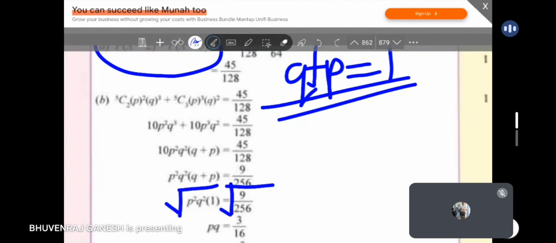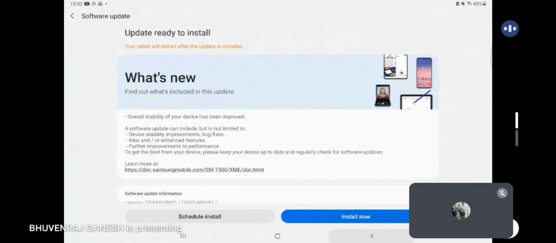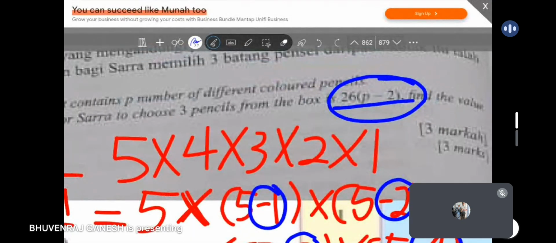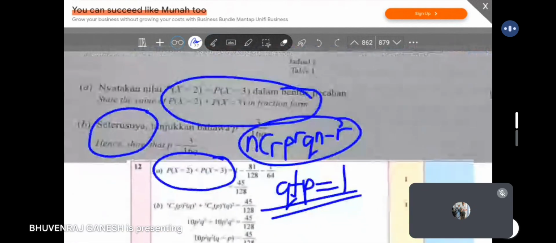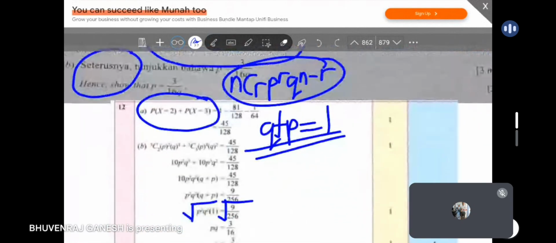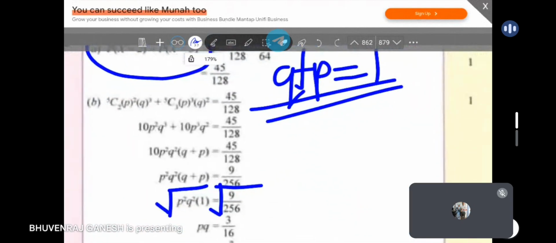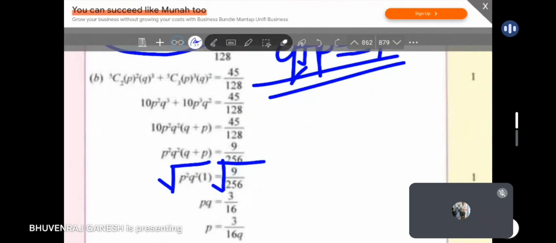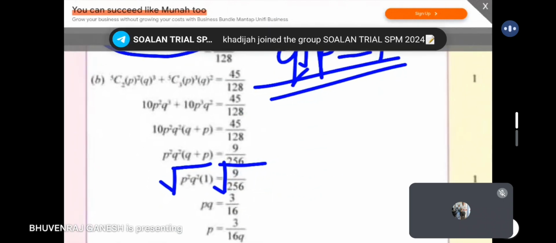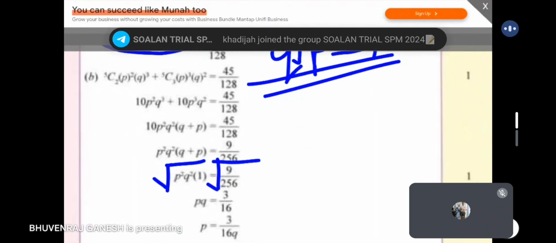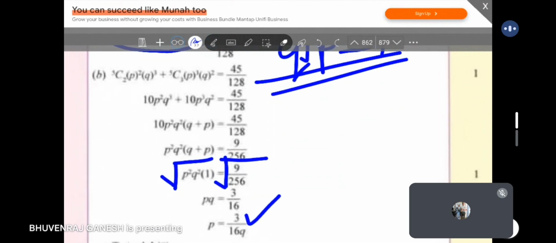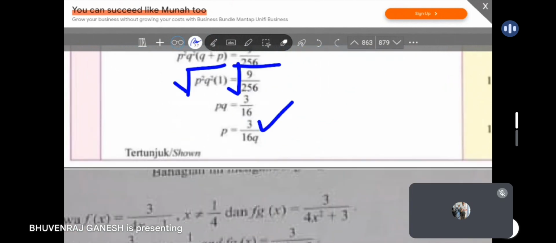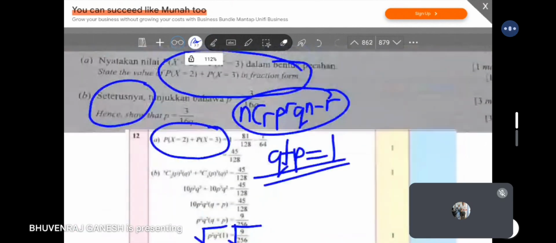Square root both sides. So square root 9 over 256, you will get 3 over 16. So that means P is equal to 3 over 16Q. You have already shown what the question wants for question B. Alright, so that is for question number 12.